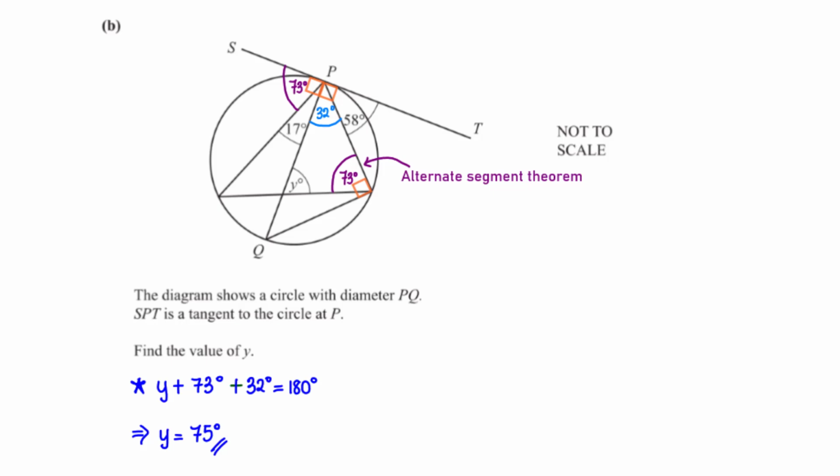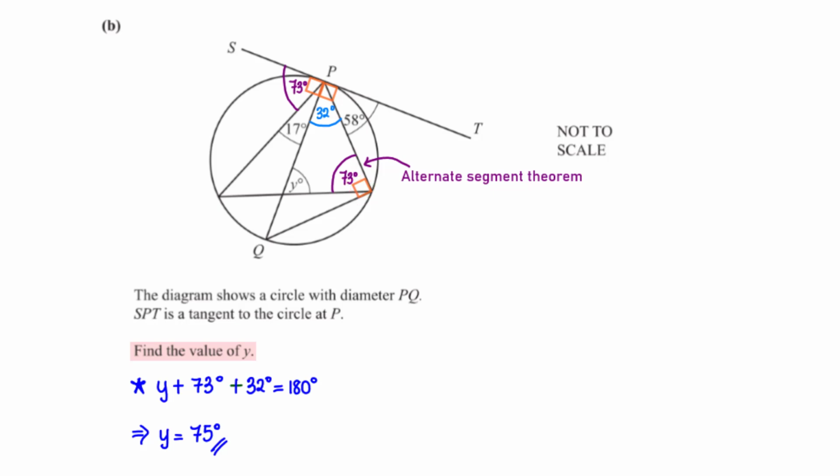The diagram shows a circle with diameter PQ. SPT is a tangent to the circle at P. Find the value of y. When we look at the diagram, this angle is 90 degrees because the angle subtended by a diameter at the circumference of a circle should be equal to 90 degrees.